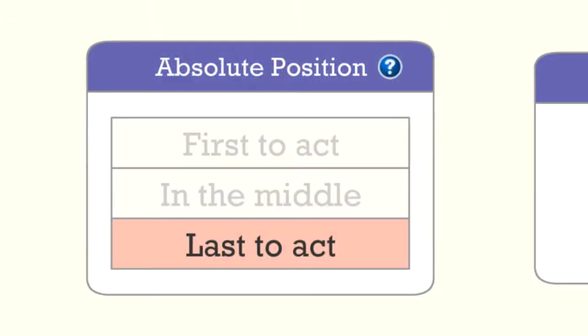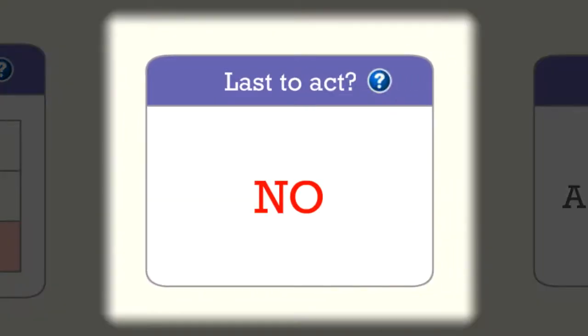flop. This next box tells us very simply, if we check or call at this point, will the betting round end immediately? If not, this box will say no, to alert us that we might want to think twice about calling that bet, since someone on our left might make a raise after us.